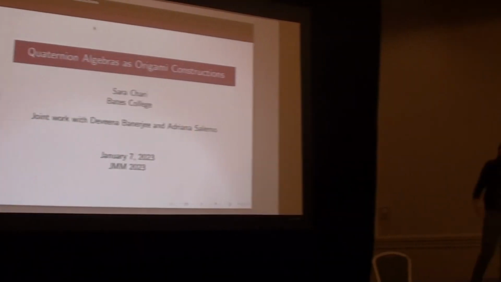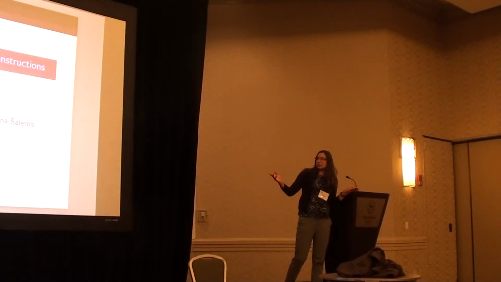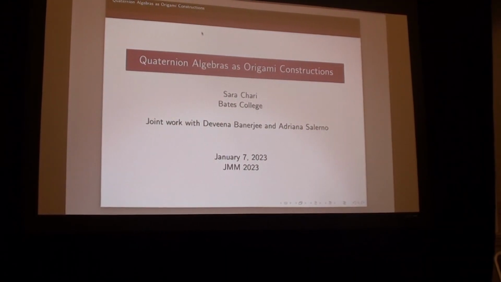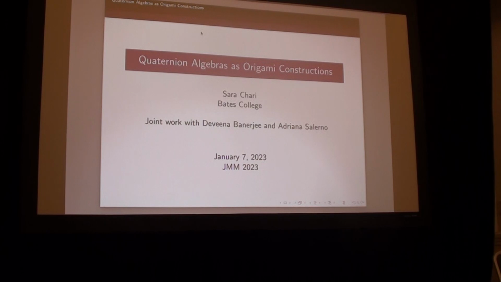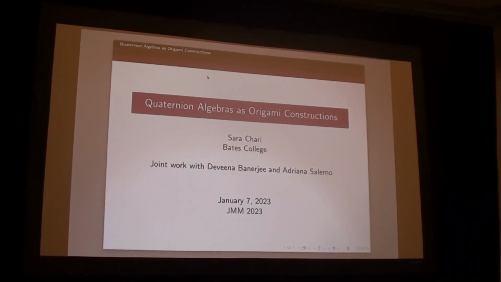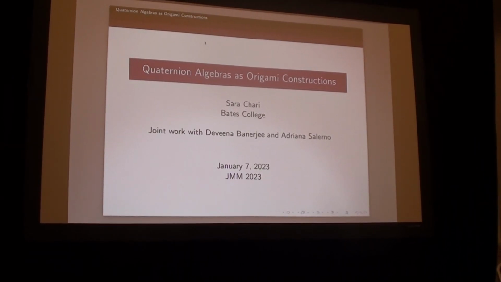So I'm going to talk about turning algebras as origami constructions. This is a nice way to construct different spaces like Quaternion algebras or any lattices. The way this is going to be structured is first I'll just show the complex number case, and then we'll see how it generalizes to higher dimensions.